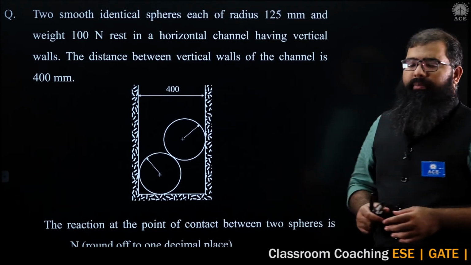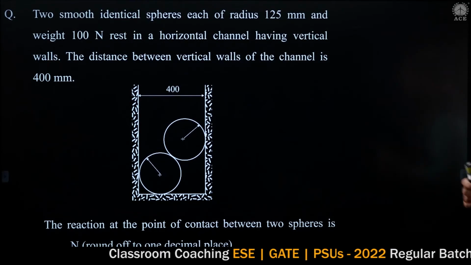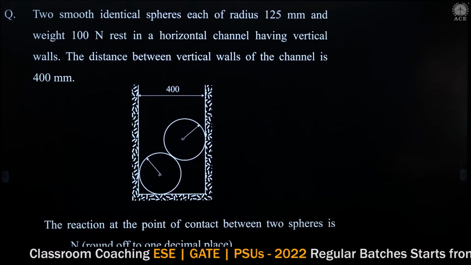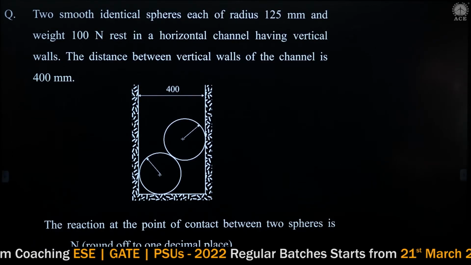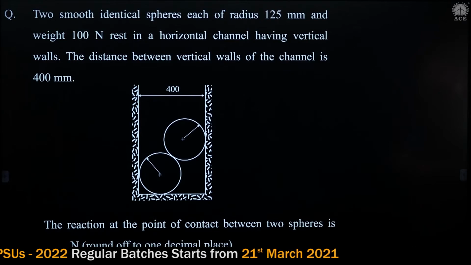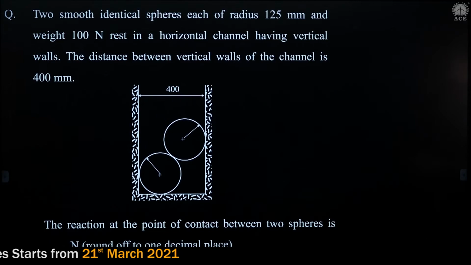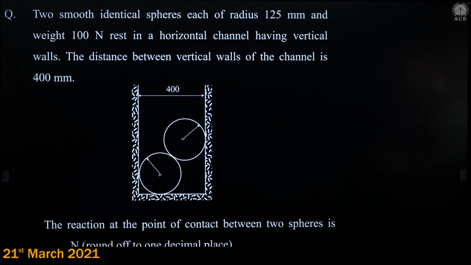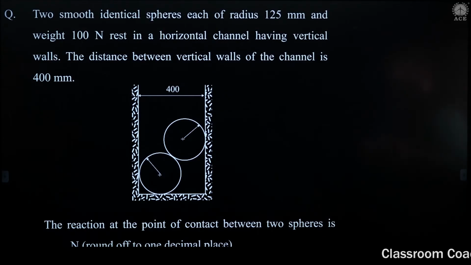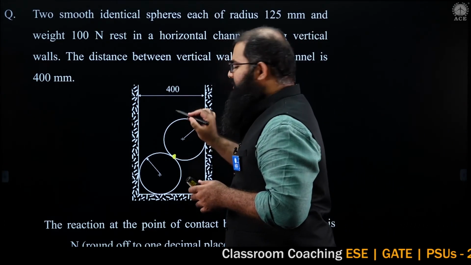The second question to have appeared in this examination was a fairly simple statics question. The question says, two smooth identical spheres, each of radius 125 mm and weight 100 newtons, rest in a horizontal channel having vertical walls. The distance between the walls of the channel is equal to 400 mm, as indicated. The reaction at the point of contact between the two spheres, in newtons rounded off to 1 decimal place, is how much? So at this particular point, what is the reaction is asking.